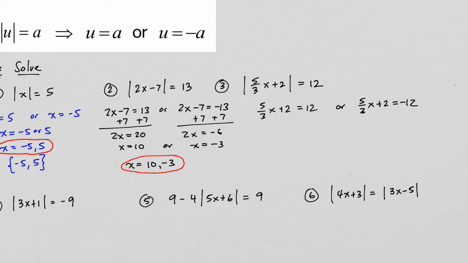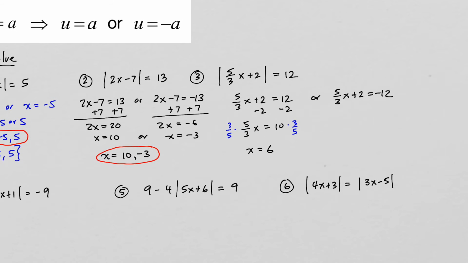So what I'm going to choose to do here is subtract 2 from both sides. This gives us 5/3 x equals 10. And then I'll multiply by 3 over 5 on both sides. And this will give us x equals 10 times 3 is 30, divided by 5 is 6.